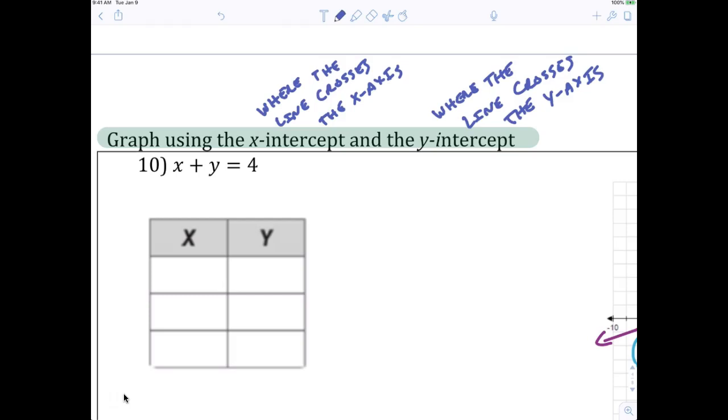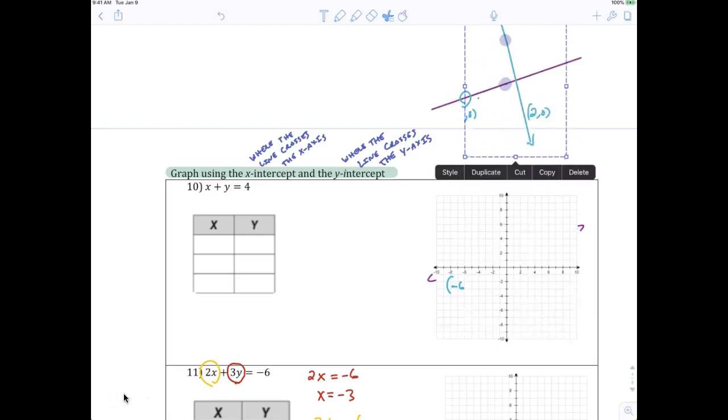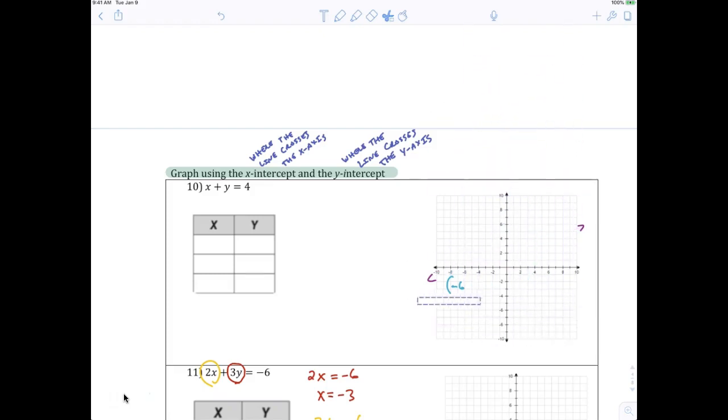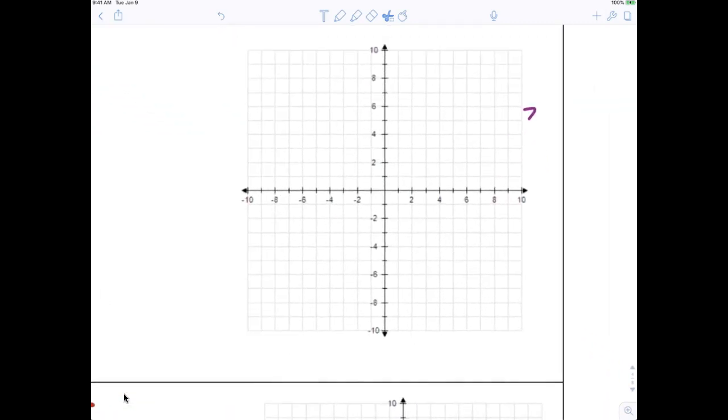Now, the hard part is figuring out how to find the x-intercept and how to find the y-intercept. So what I want to do right now is I'm going to show you something. I'm going to draw a couple lines, and I want you to tell me where the x-intercept and where the y-intercept is.